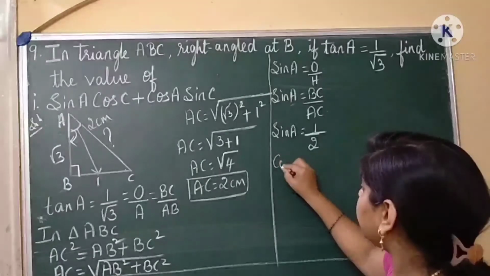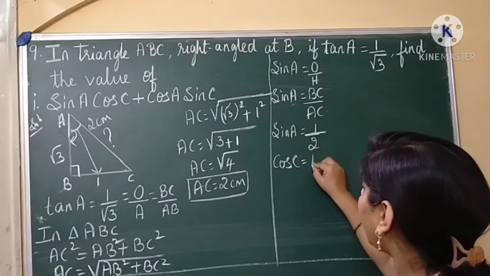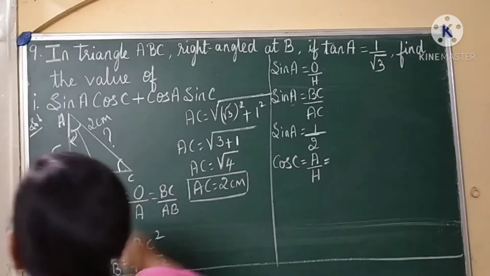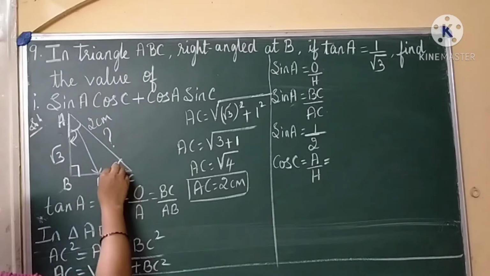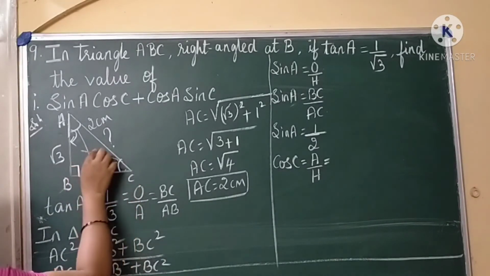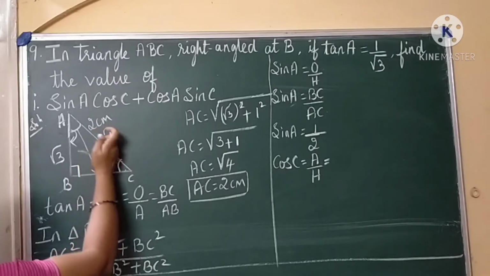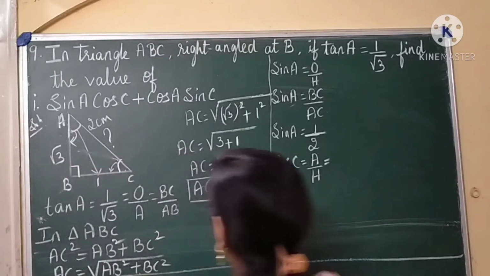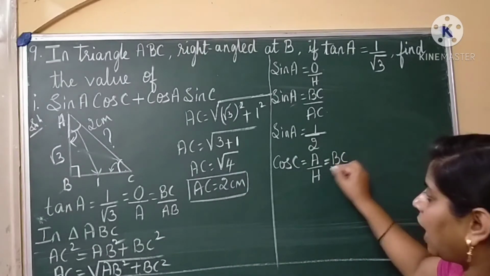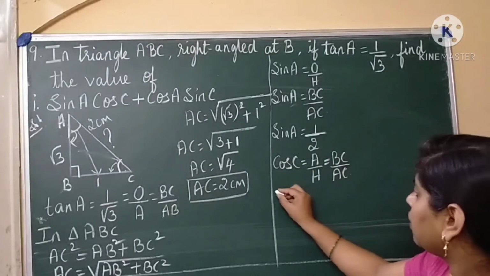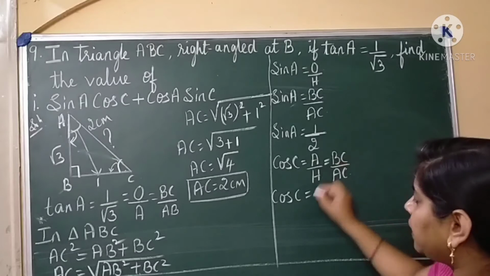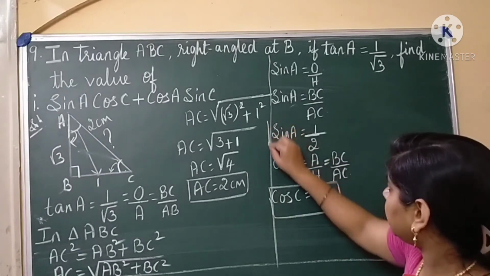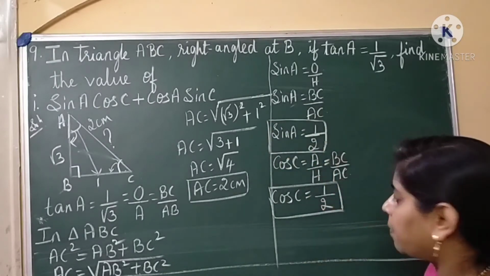Similarly, cos C is adjacent by hypotenuse. Now we have to see with respect to angle C. The adjacent side here is BC, opposite is AB and hypotenuse here is AC. So adjacent by hypotenuse, adjacent side here is BC by hypotenuse here is AC. So cos C value can be written as BC is 1, AC is 2. So we have cos C as 1 by 2 and sin A as 1 by 2.